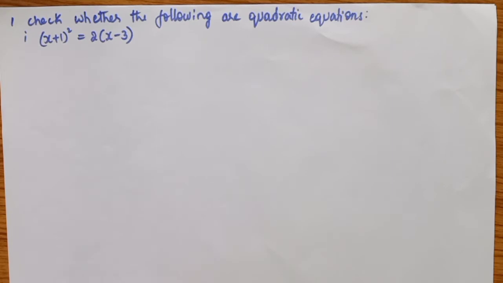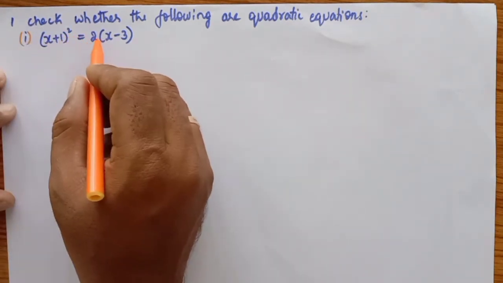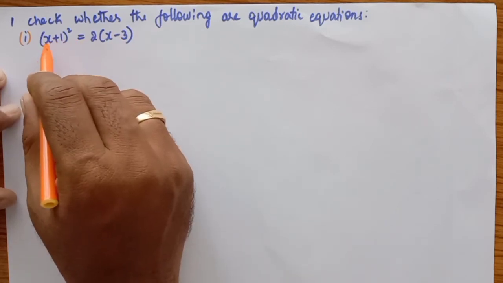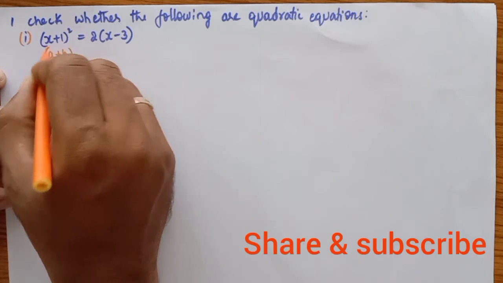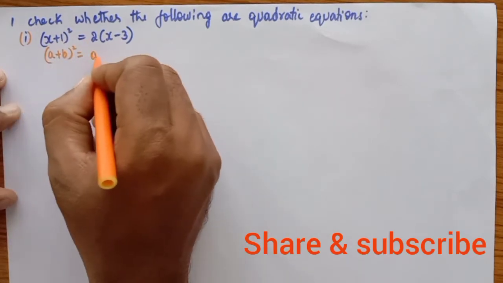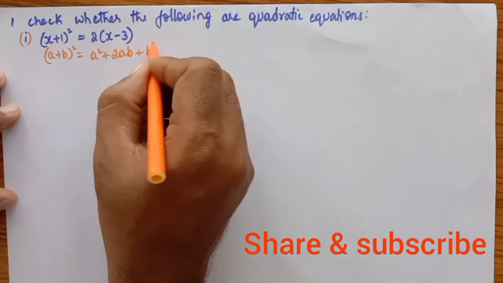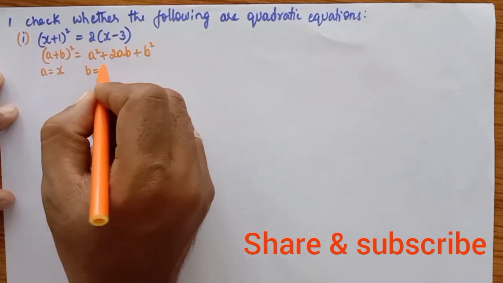Check whether the following are quadratic equations. First problem here is (x plus 1) whole square is equal to 2 into (x minus 3). So here I will expand using the identity (a plus b) whole square is equal to a square plus 2ab plus b square. So here a is equal to x and b is equal to 1.